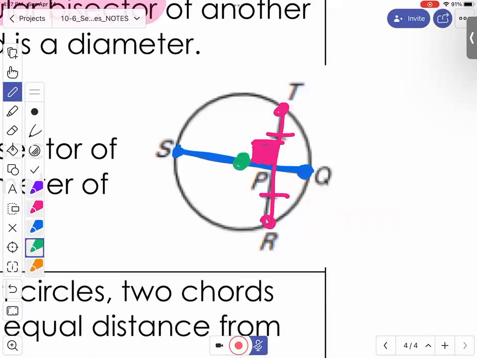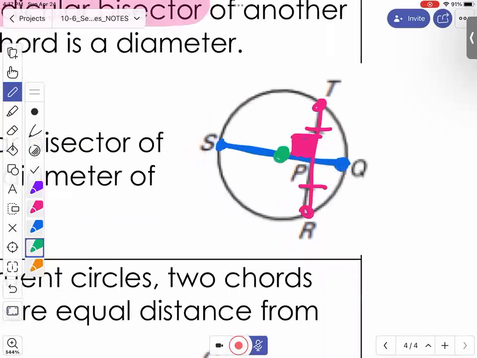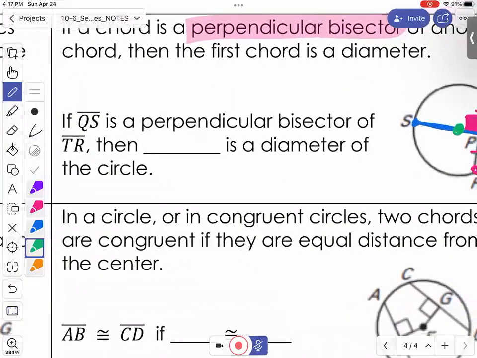But again, I have to have the chord being cut into two congruent pieces and the right angle. I have to have both, or that one long chord is not a diameter. So just like it says, if QS is a perpendicular bisector of segment TR, then segment QS is a diameter of the circle. I have to have those two things.